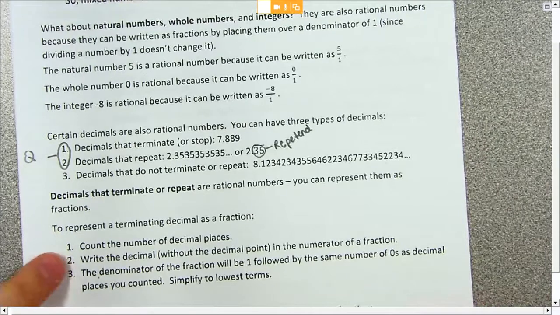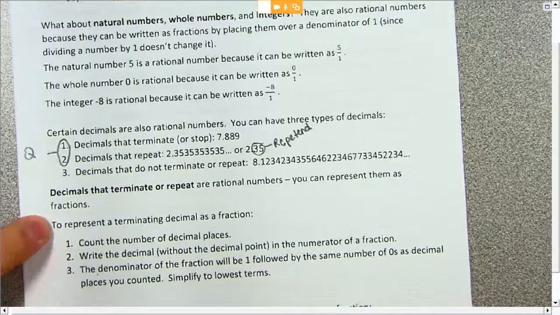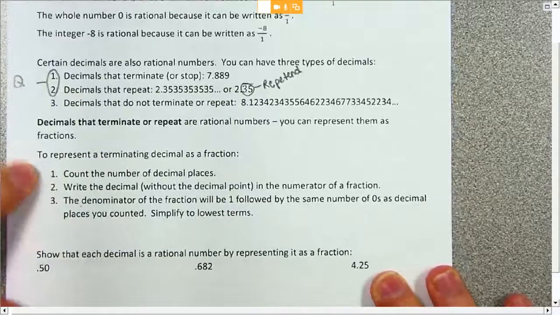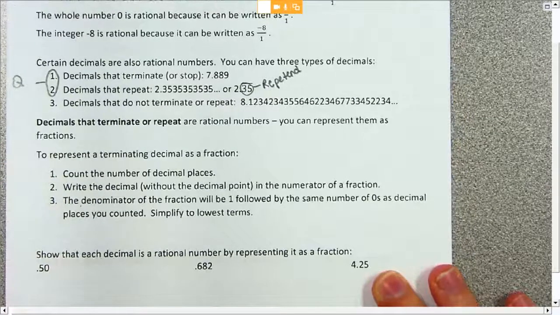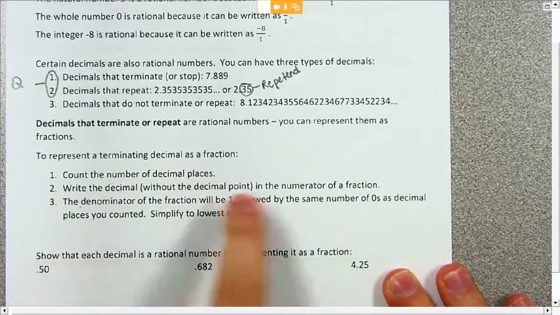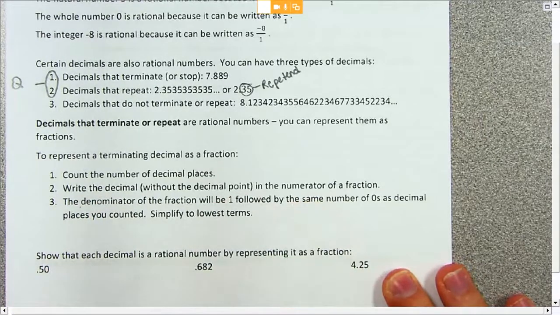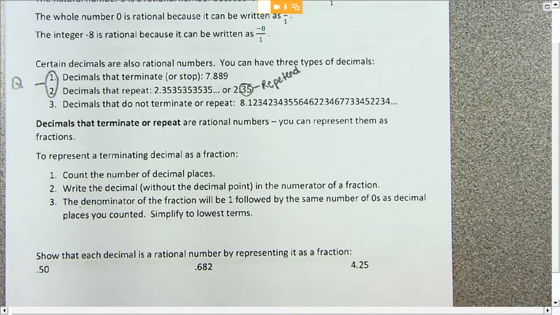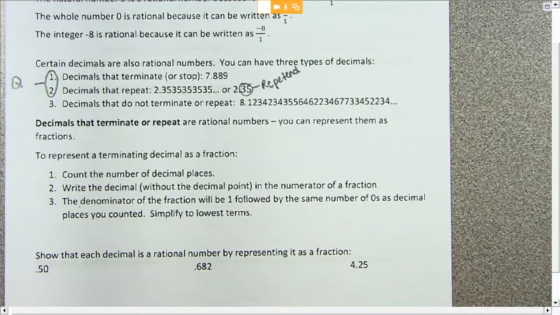Well, I've got a little method here for us. What I'm going to do is I'm going to count the number of decimal places. So these are places after the decimal. I'm going to write the decimal without the decimal point in the numerator of a fraction. And the denominator of that fraction will be 1 followed by the same number of zeros as decimal places that I counted. Okay? And then you can simplify to lowest terms if you need to.